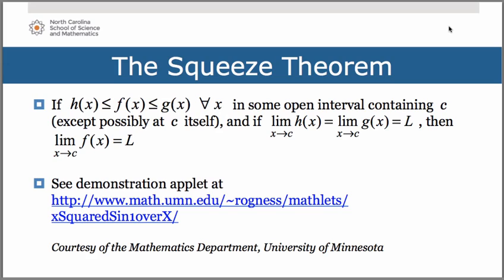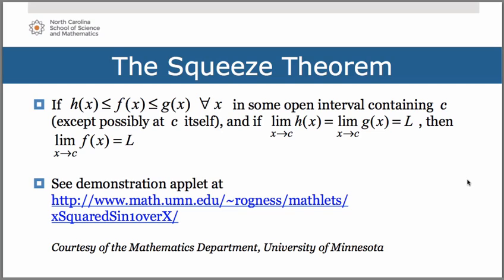What the Squeeze Theorem states is if we have a function f of x, the values for which lie in between the values of h of x and g of x for all x's in some open interval containing c, except possibly at c itself, and if the limit of h of x as x approaches c happens to be equal to the limit of g of x as x approaches c, both of those limits equaling L, then the limit of the function f of x, which is literally squeezed in between h of x and g of x, will also therefore equal L. I think it makes sense.